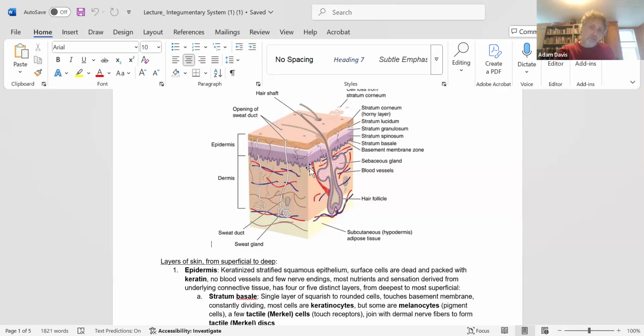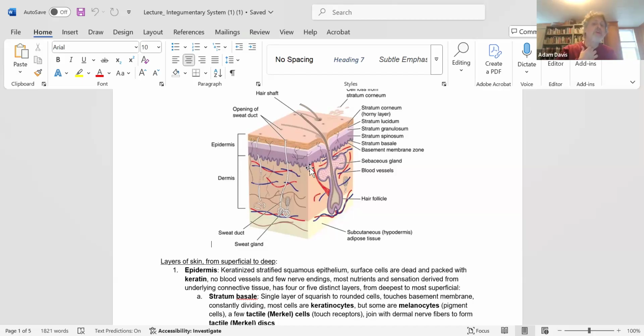Those little portions of the dermis that stick up into the epidermis are called dermal papillae. And whenever something is a papilla, that's a term you're going to hear a lot in anatomy, anything that is a papilla is a nipple-shaped structure. The word papilla is Greek for nipple. So anything that is a sort of nipple-shaped structure is a papilla.